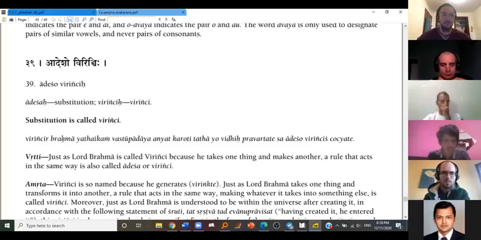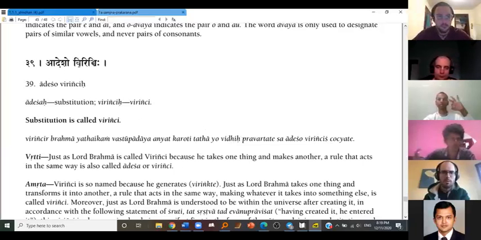Viriñciḥ is the name of Brahma. Just like Brahma, yatha means just like, ekam vastu upadaya, he takes one object and converts it into another, because he is the secondary creator after Lord Vishnu. In the similar way, the vidhi, the process which makes or converts one letter into another, is known as ādeśo or viriñciḥ. So this is very important.